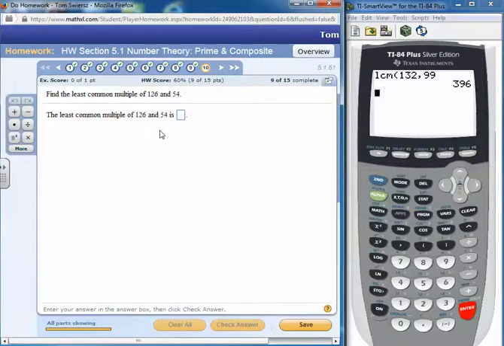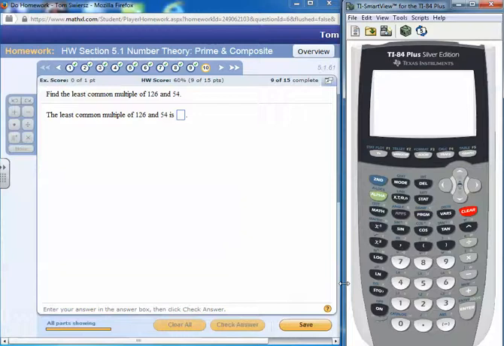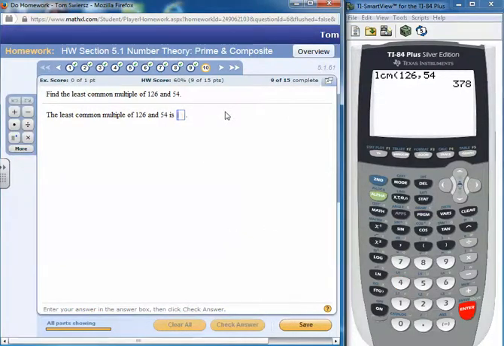Okay, the least common multiple of 126 and 54. Again, we can clear this out. We can go to math, do it on our calculator, go over to numbers, scroll down using the down arrow key to number 8. If you go past it, just go up. LCM of 126, comma 54, and we get 378.